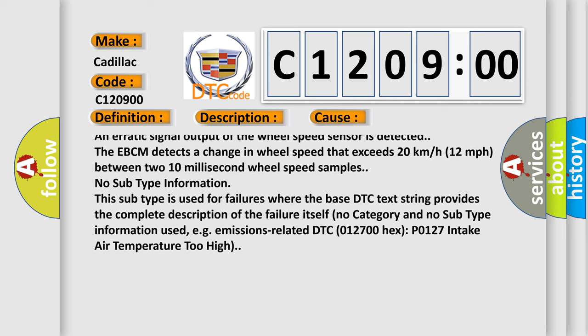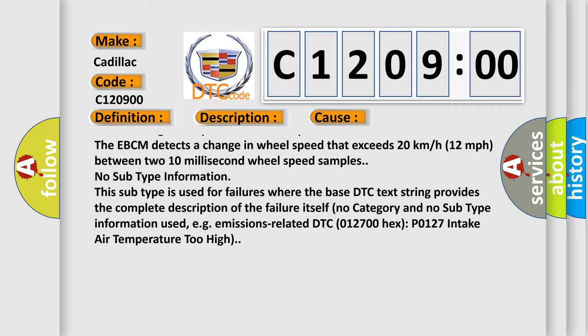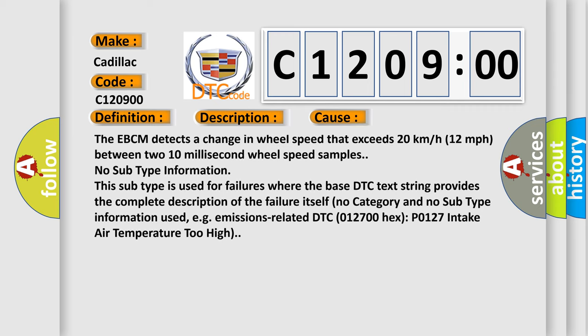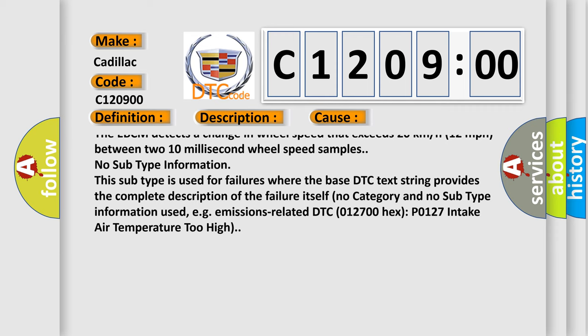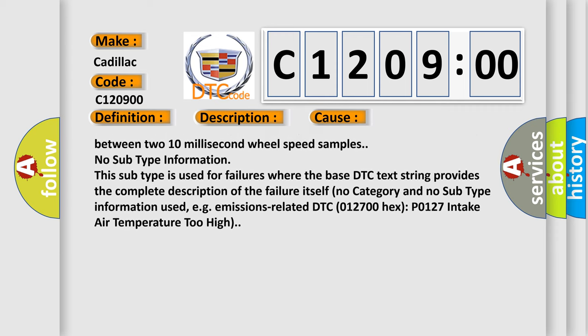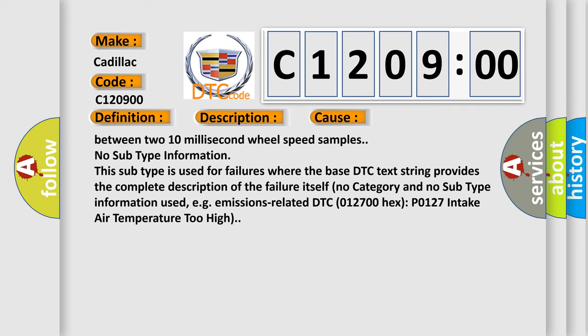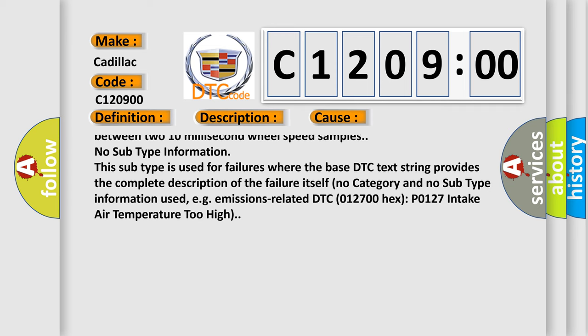An erratic signal output of the wheel speed sensor is detected. The EBCM detects a change in wheel speed that exceeds 20 km/h, 12 miles per hour, between 2 10-millisecond wheel speed samples. No subtype information.